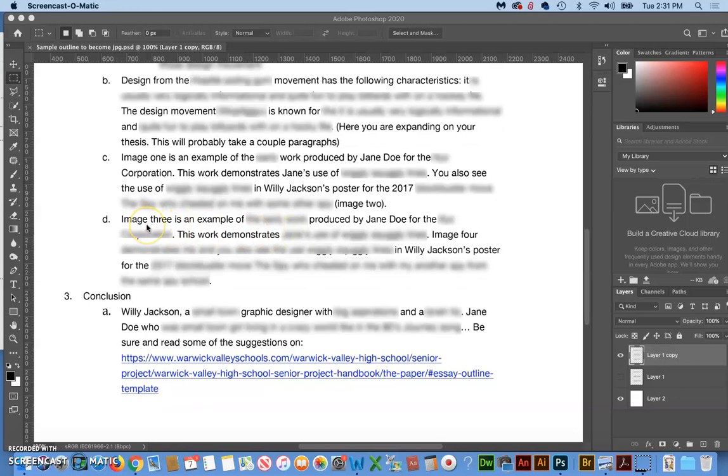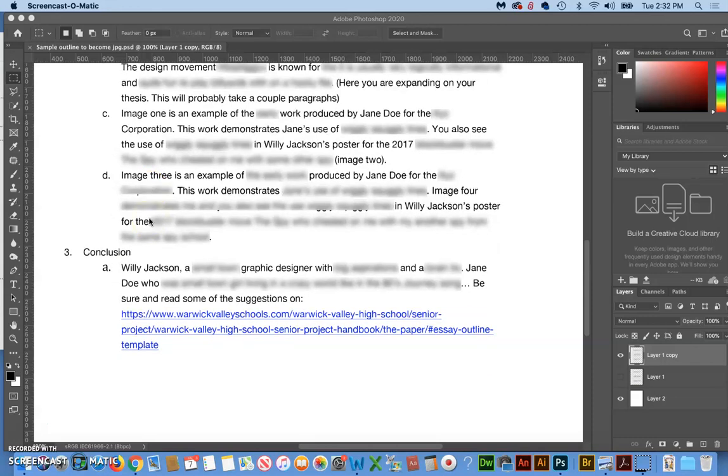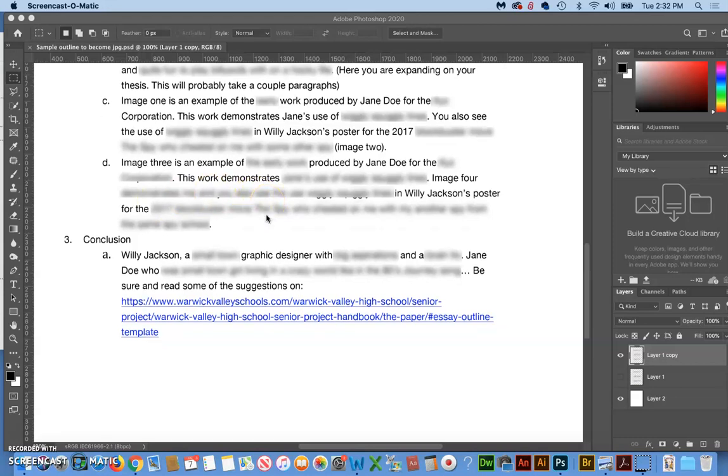And then comparing another pair, so it's not just a fluke thing, really makes it sound like you know what you're talking about, that you did your research. So you're showing us yet another pair, one by Jane, one by Willie, that shows that here again they share some similarities, although they are from two different movements.